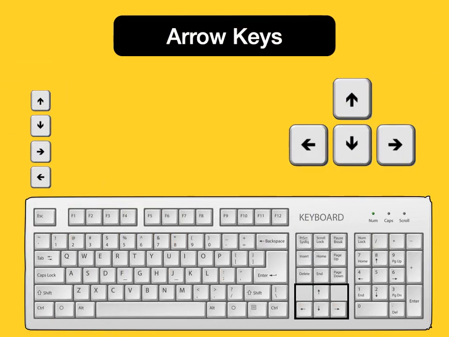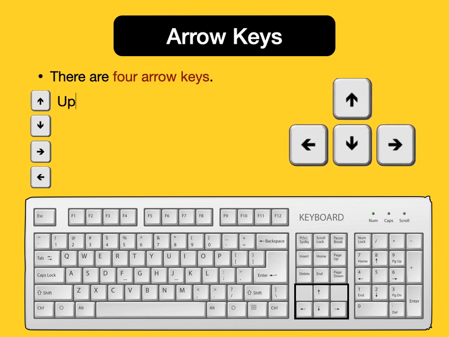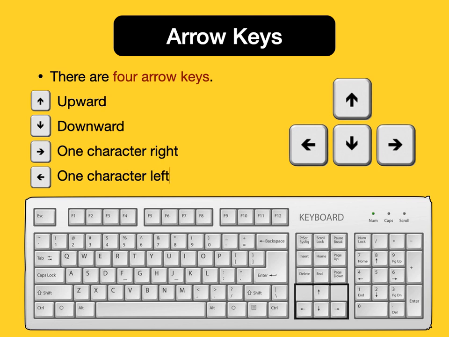Arrow keys. There are 4 arrow keys which are used to move the cursor up, down, left and right. So to move our cursor we use these arrow keys. First key is upward, that is used to move our cursor upwards, and next one is downward. The arrow that represents down symbol is used to move your cursor downwards.